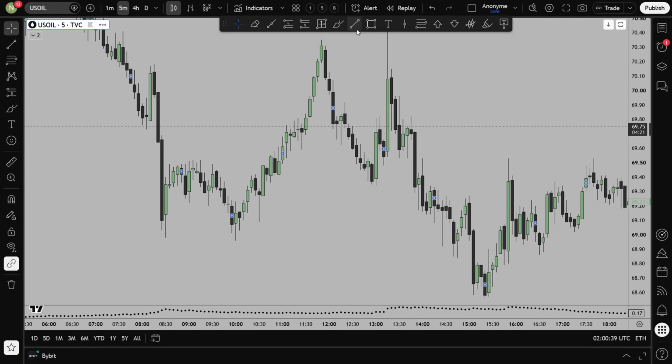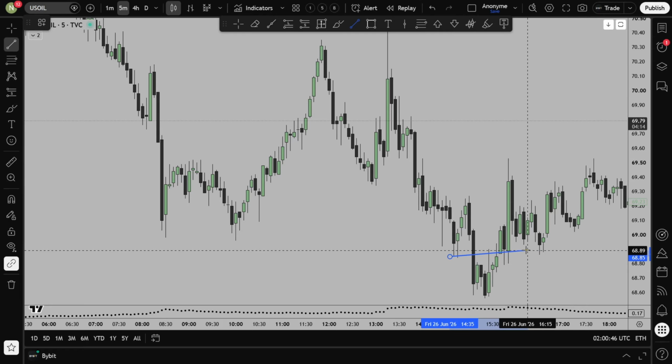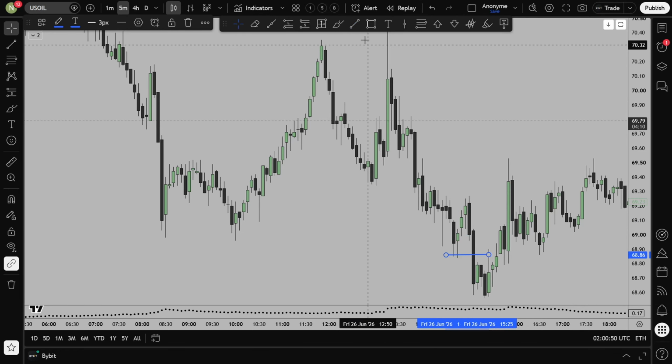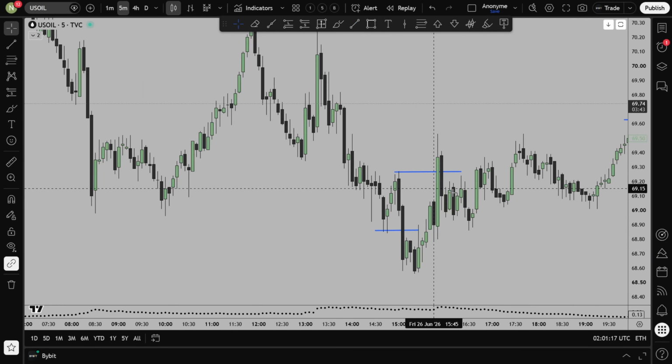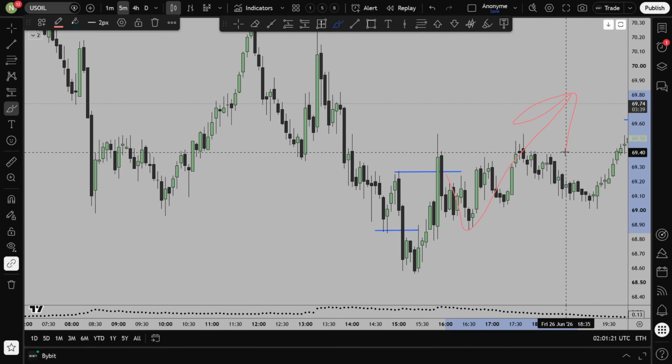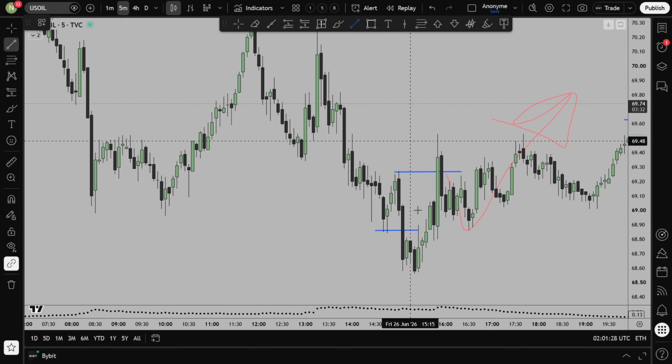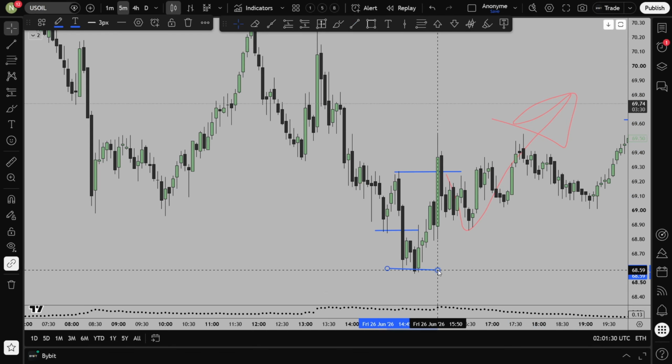So let's just find something that is not so clear. Here, for example, we have our break of structure, then you have change of character, pullback, and it went up. So you'll probably ask why I didn't choose this one, for example.